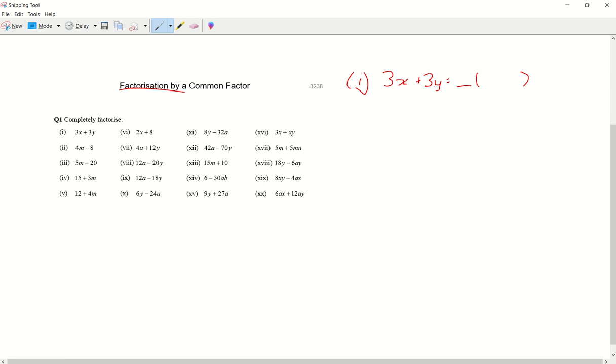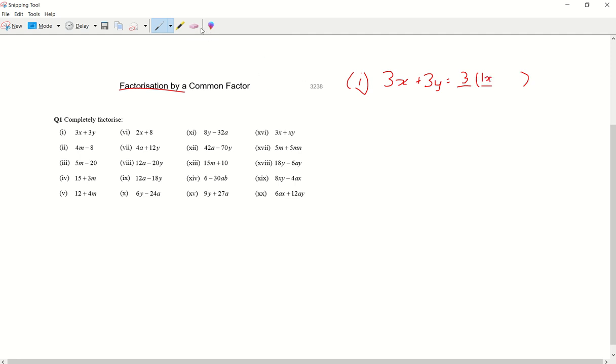So the common number in both of these is 3. 3 goes into this one, 3 goes into this one. So we put 3 there. Now the first thing that goes here is whatever you have to times 3 by to get to 3x. You could do numbers first. 3 times what gives 3? 1. And add your letter on.